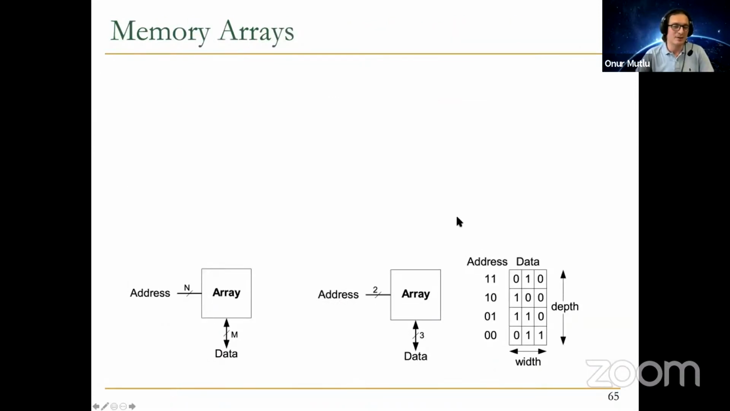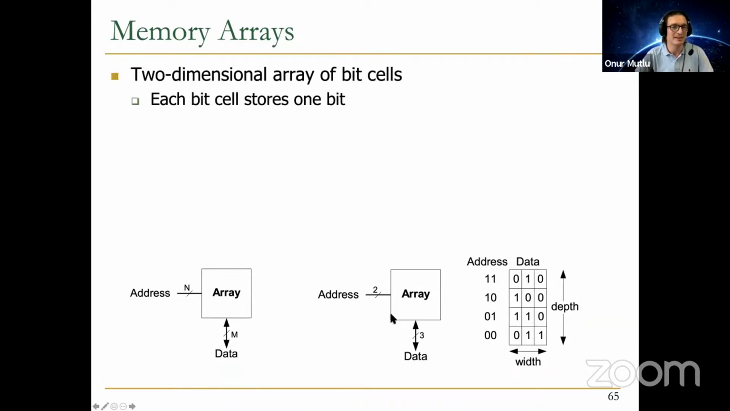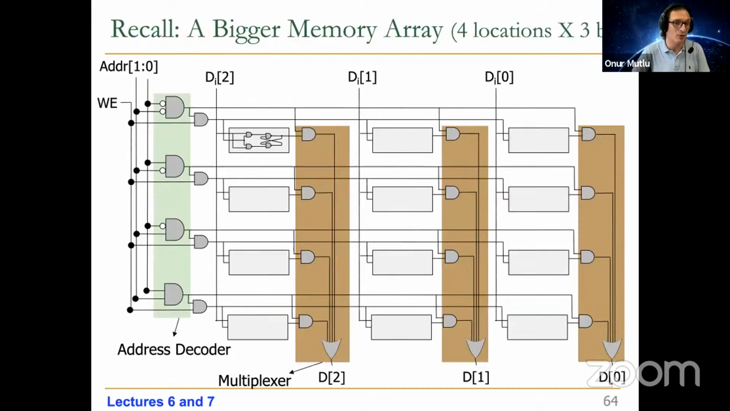And this is another example of it. Here, I've shown you the 12-bit memory array as an example. Essentially, all memory arrays are a two-dimensional array of bit cells. Each bit cell stores 1 bit, and we already know what a bit cell looks like.